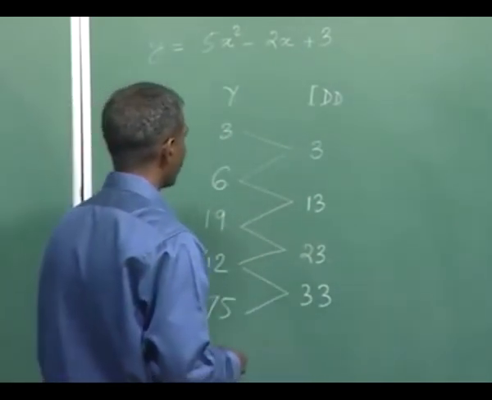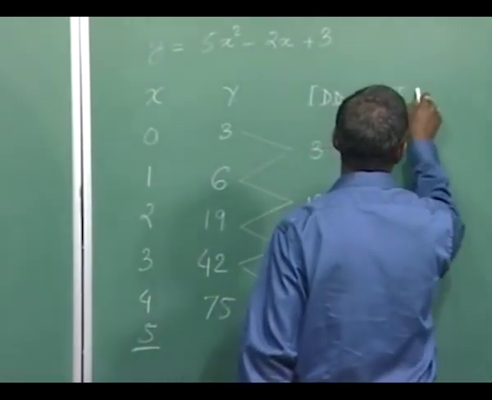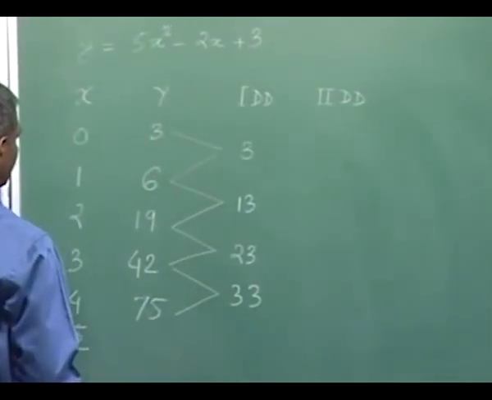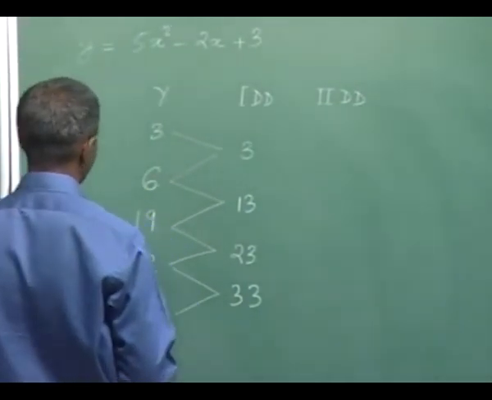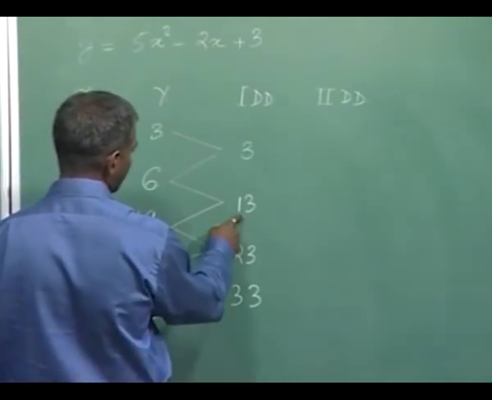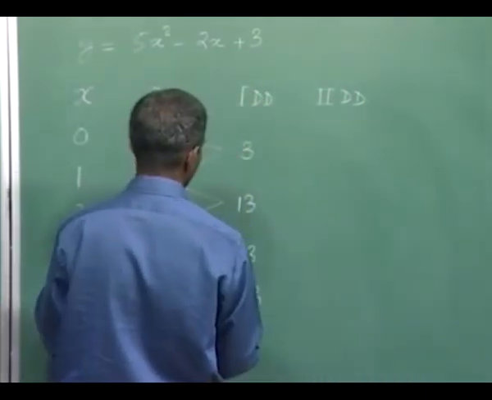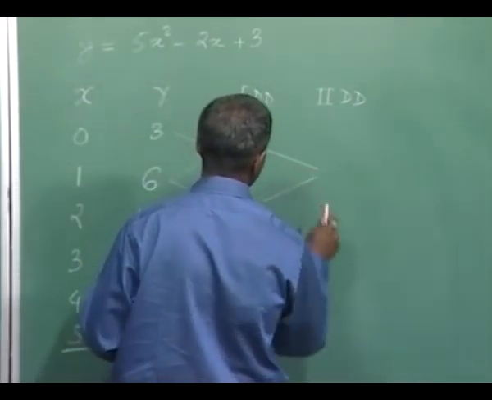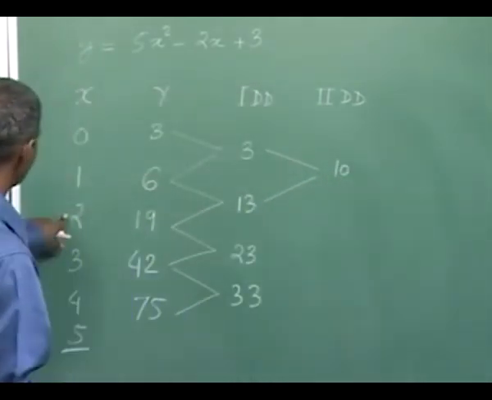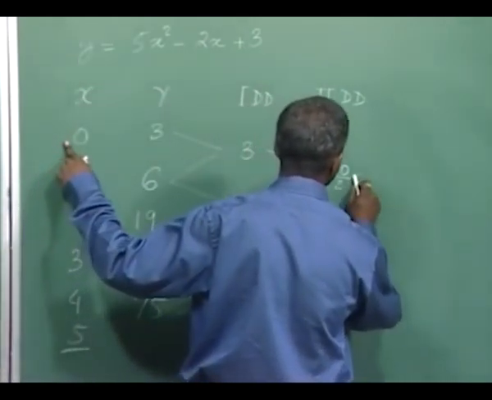Okay, let me now compute the second divided difference. I call it 2DD. Now for this, I'm going to be doing 13 minus 3, which is 10, which is 10 over 2 minus 0, which is 2 here. This is equal to 5.